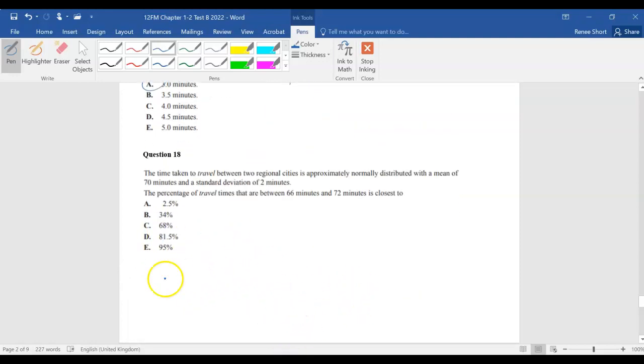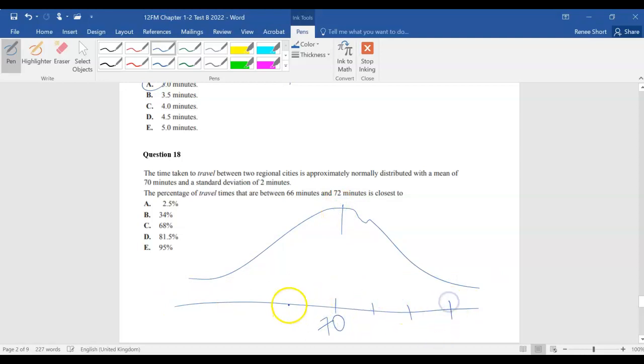Question 18, another normal distribution here, says the time taken to travel between two regional cities is approximately normally distributed with a mean of 70 and a standard deviation of 2. So there's my curve, and there's 70 and 3 standard deviations above, 3 standard deviations below. It wants the percentage of travel times that are between 66 and 72. So I do need to fill in these standard deviations. To go up here, I'm adding 2, so this will be 72, 74, 76, and subtracting standard deviations, this goes 68, 66, 64, and between 66 and 72 means we're talking about here to here.